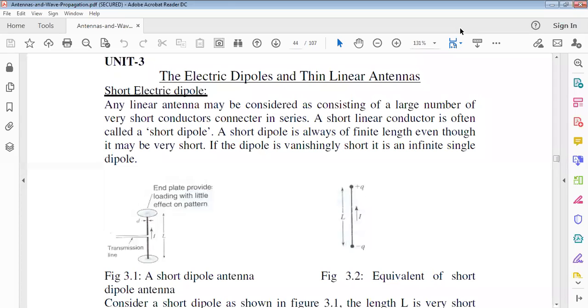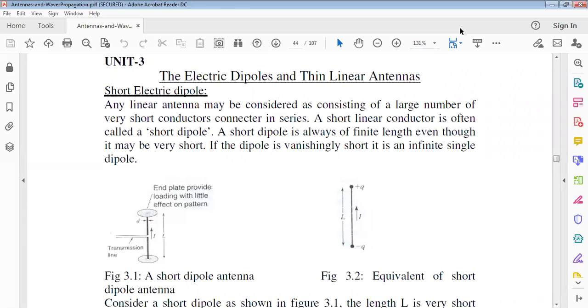Why? Because here we consider a short electric dipole, for suppose an electric dipole of length just 10 centimeters. In practice those antennas are very tiny in size, depending upon the frequency. For our understanding, just consider the length of that antenna as 10 centimeters.